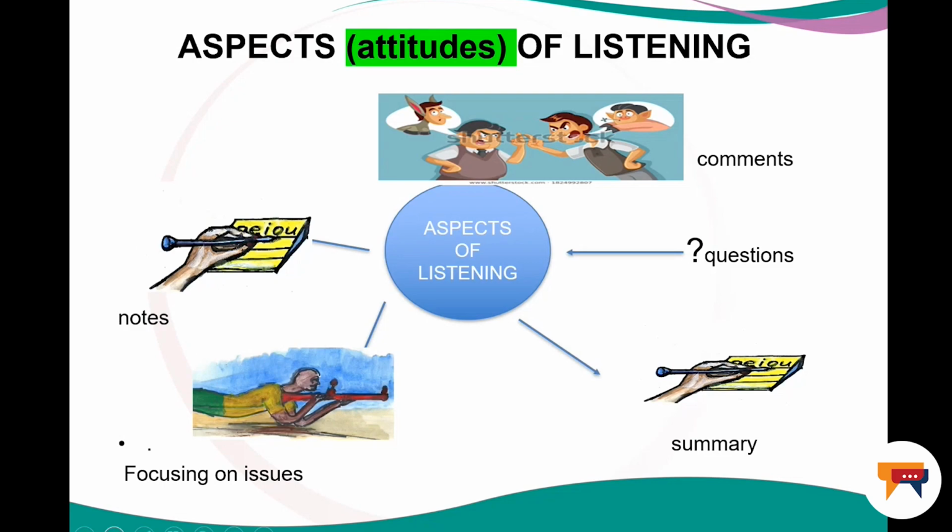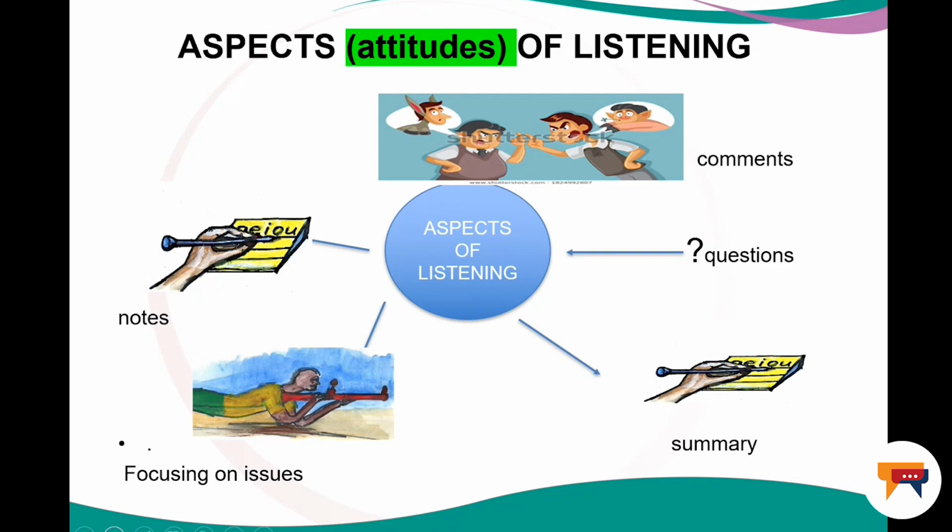The aspect of listening, which are they? Number one, that is comments. In other words, we are saying, what is it that you can show that you are listening? If a person is talking, what are you going to do? Number one, you have to show by commenting. You have to show comments. So when people are talking, then you comment, just to indicate that you are listening.